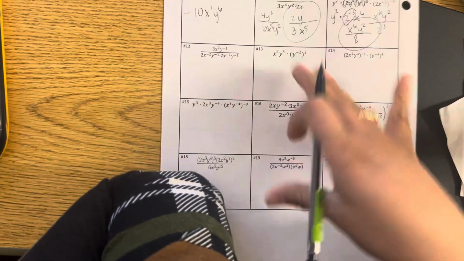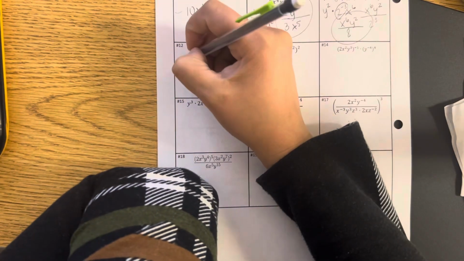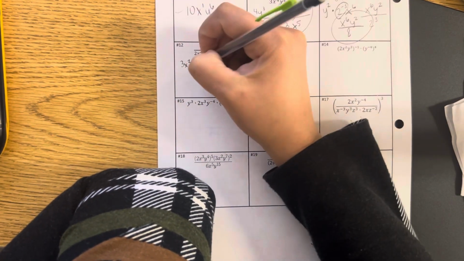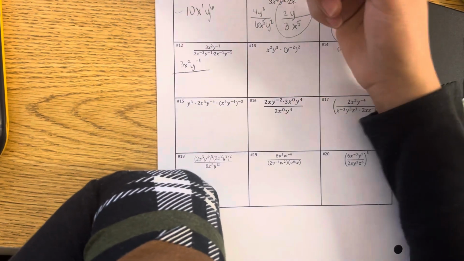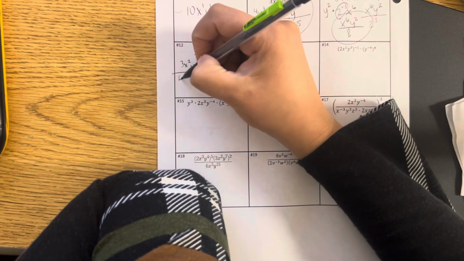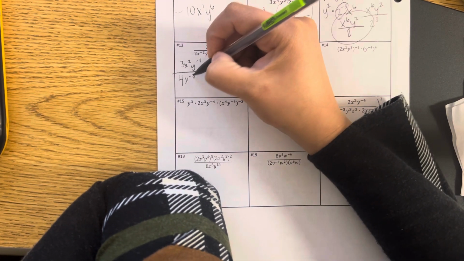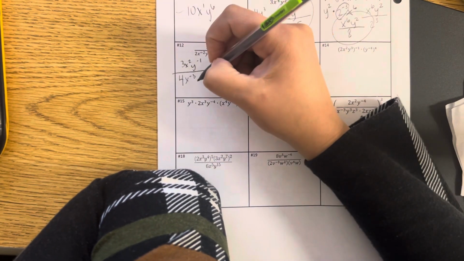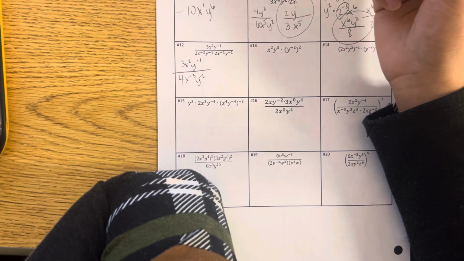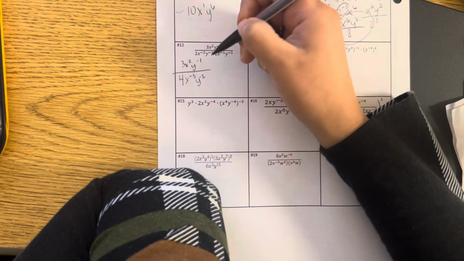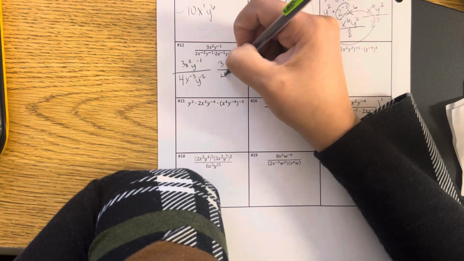Number 12, there's no power rule. There is product, so I'm going to copy and paste the numerator and do the product rule. 2 times 2 is 4. I would have -2 plus -1 is x to the -3rd. -1 plus -1 is y to the -2nd. And then I do the quotient rule. 3 over 4 does not simplify past 3 over 4.